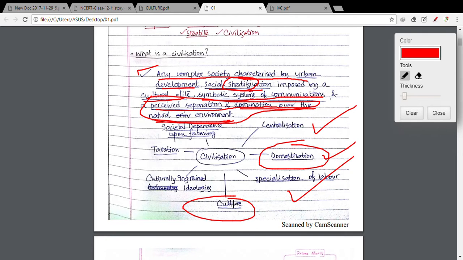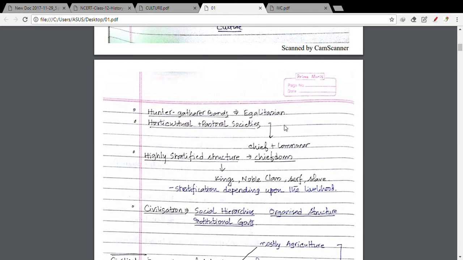Culture, because in a civilization people will eat one kind of crops, one kind of food, people will perform one kind of dance, they will entertain together. So this creates some culture. Now culturally ingrained ideologies, taxation will be there in civilization, and society's dependence upon farming. It is not individual anymore, it is a societal dependence on farming. Let's move on to the next page.